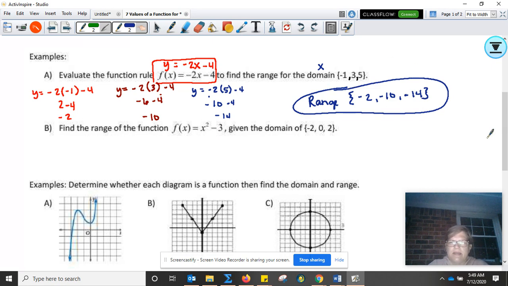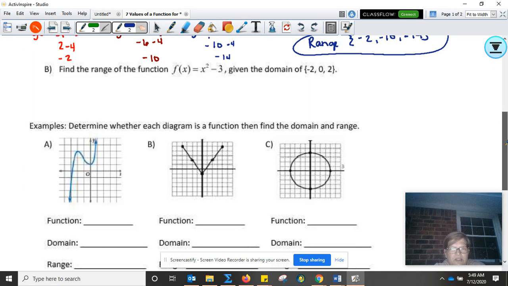Now let's look at B. It's just changed in the way it's worded. Find the range of the function f of x equals x squared minus 3. Remember, that's the same thing as saying y equals x squared minus 3. So let's find the range when the domain is negative 2, 0, and 2. All right, so I'm going to plug in negative 2 first of all. So y equals negative 2 squared minus 3. So 4 minus 3 equals 1.